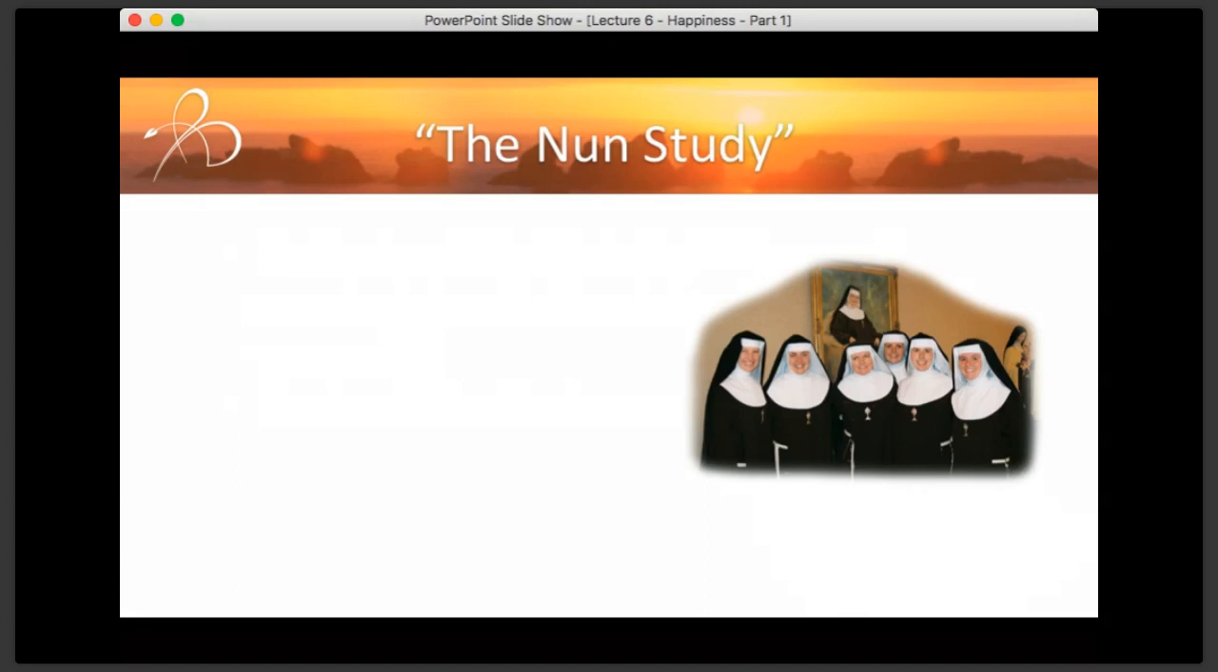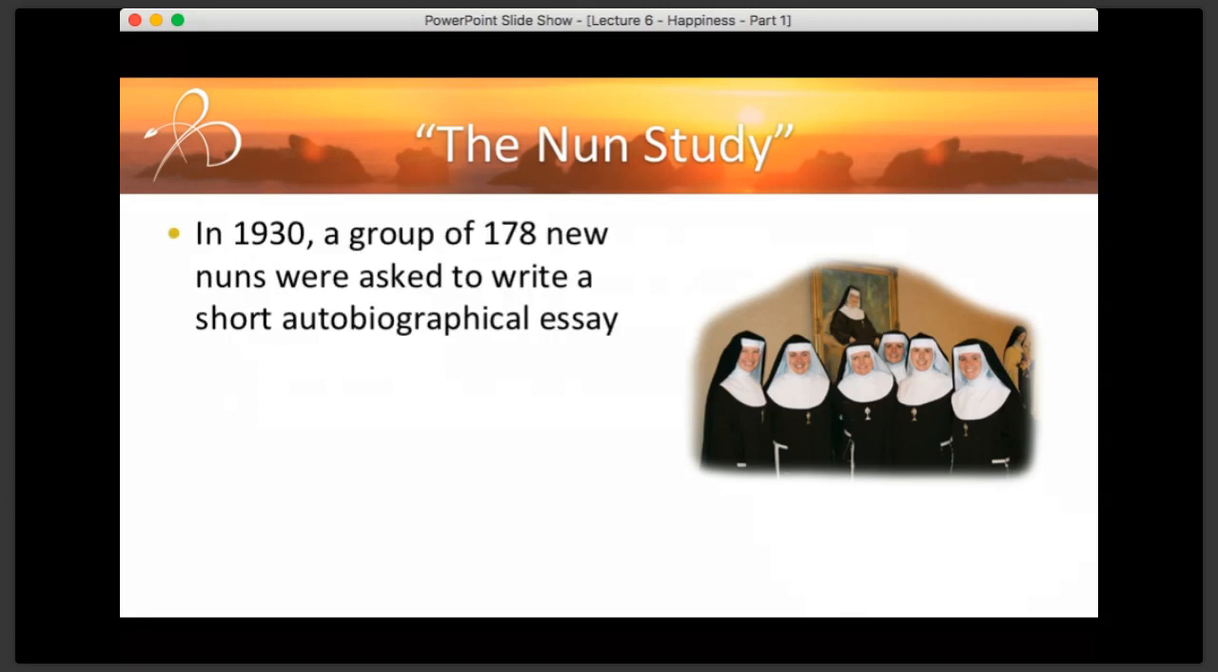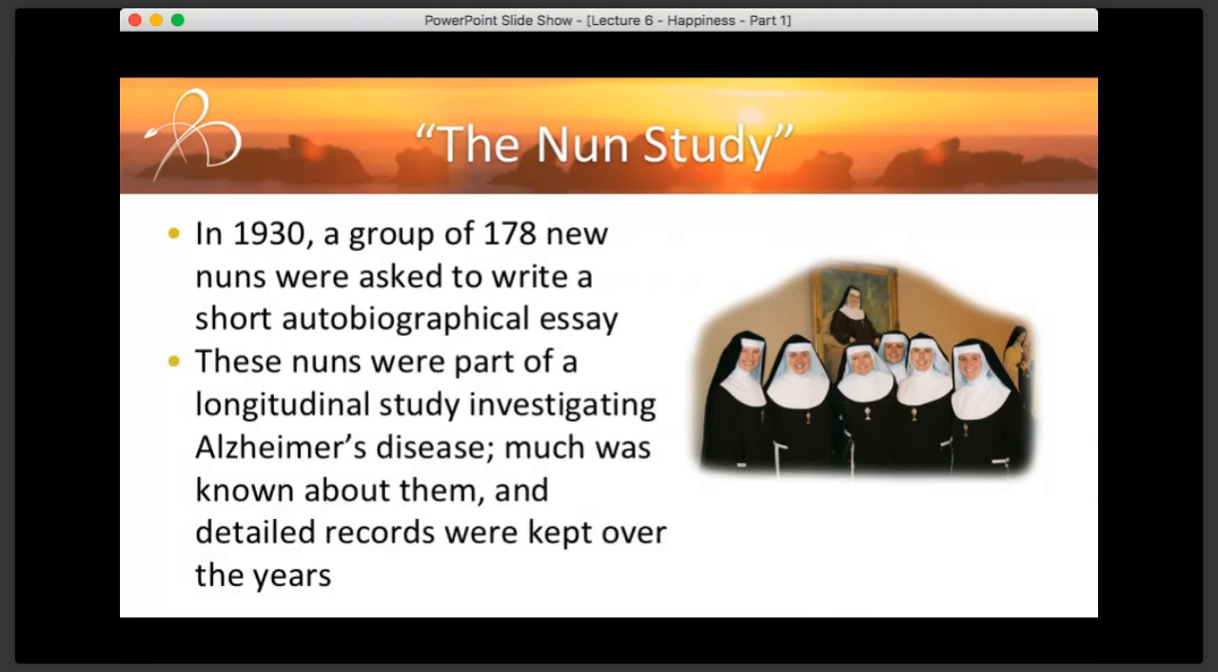So a really cool study came out several years ago that is affectionately known as the Nun study. And they used an existing data set. This happens often where a data set is around and someone mines it for some other question than the one that it was intended for. This data set began in 1930 when a group of 178 new nuns who were being initiated into the order were asked to write a short biographical essay as part of a larger study. These nuns were part of a longitudinal study investigating Alzheimer's disease. And all kinds of data was collected about them, and detailed records were kept on them over the years.